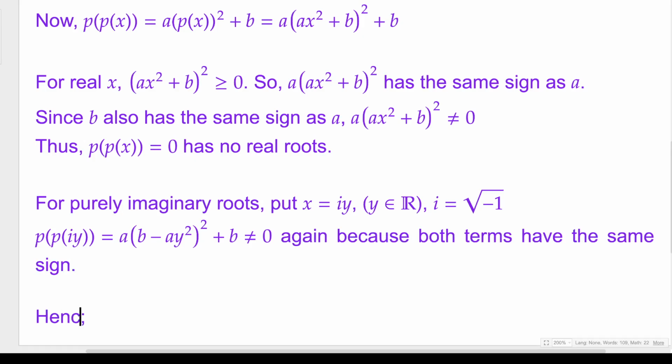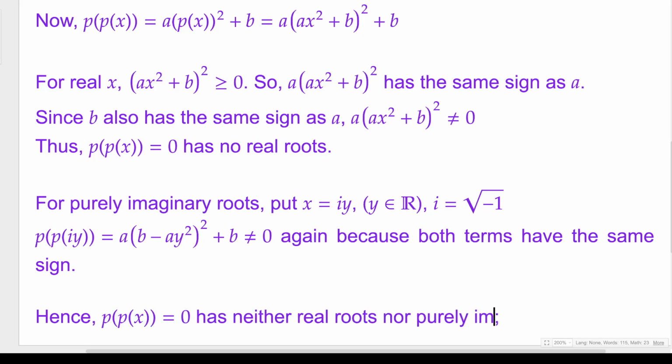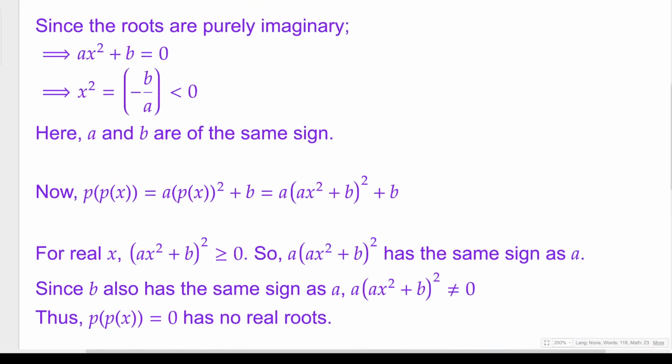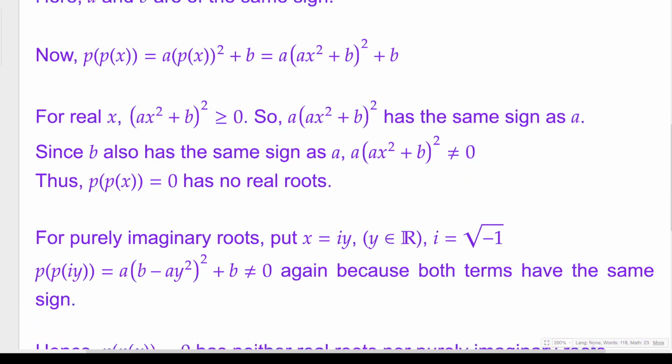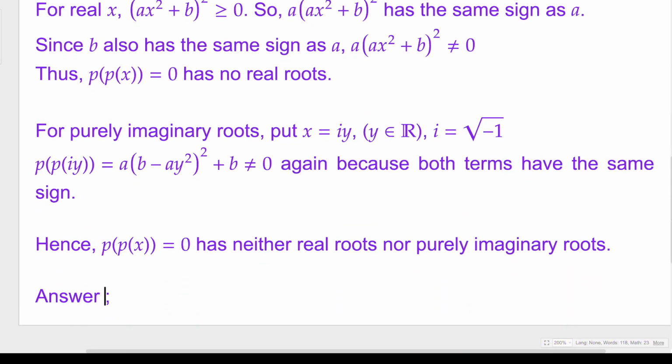So hence we can say that p of p of x equal to 0, this given equation, has neither real roots nor purely imaginary roots, and hence from this we can clearly observe that option D is the best match here. So therefore the answer is option D, and hence we have solved this part.